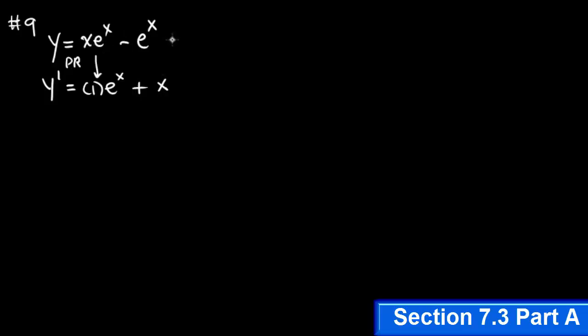plus x times, what's the derivative of e to the x? Just e to the x. Minus, what's the derivative of e to the x? E to the x again. So you see that e to the x and a minus e to the x cancel each other out. So the derivative is just x times e to the x. There you go.